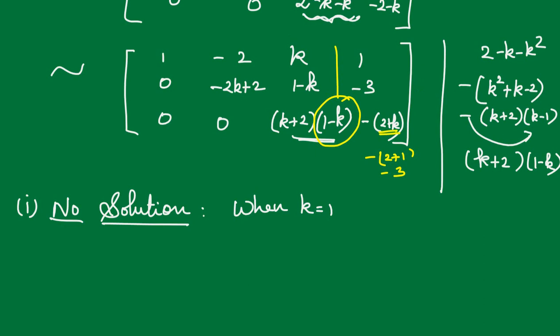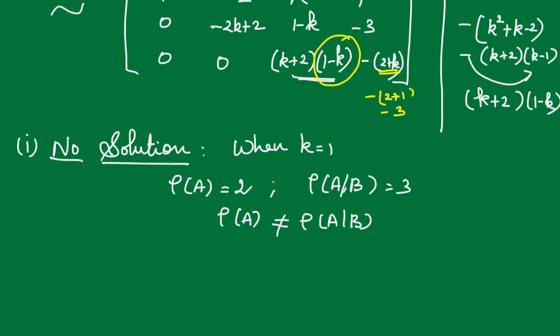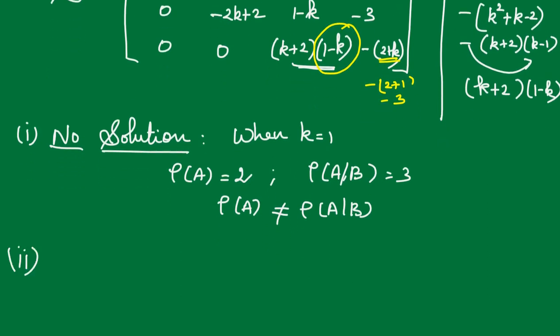So when I take the value k equal to 1, what happens here? The rank of A becomes 2, and this element becomes 0 here. So the rank of A is 2, the rank of AB becomes 3, and therefore we say the rank of A is not equal to the rank of AB, and therefore we get no solution when k is equal to 1. Next, second case, unique solution.